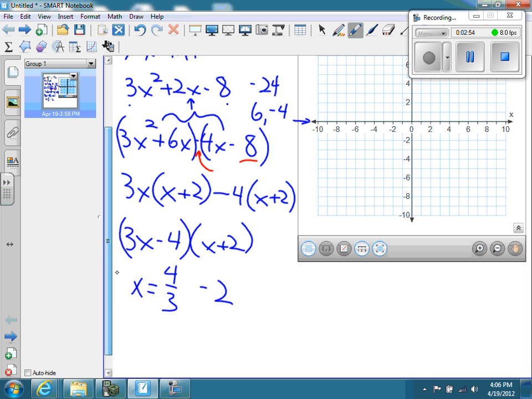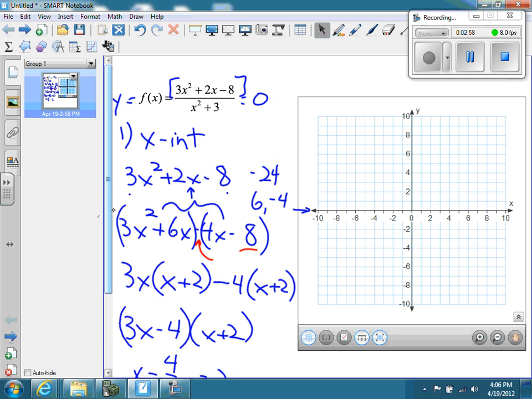So I'm going to go back to my graph, start plotting points already. I'm going to go to negative 4/3. So what's that? That's like a little bit more than 1, huh? So negative 4/3 right there, and positive 4/3. Negative 2 and positive 4/3. Those are my two x-intercepts. Of course, I wrote them down properly.